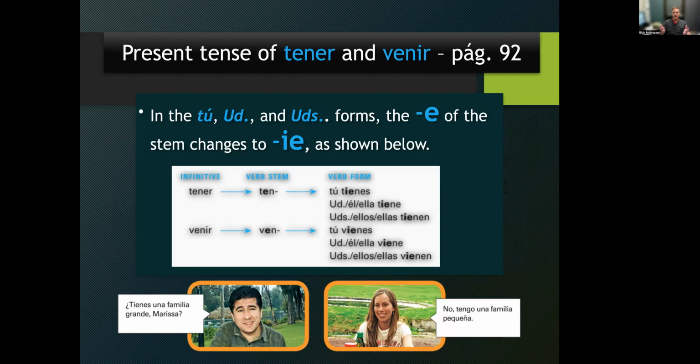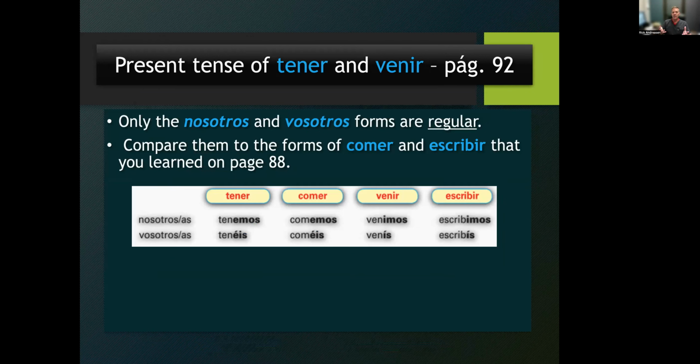Okay, so again, some examples. This is from the video on Panorama. ¿Tienes una familia grande, Marisa? No, tengo una familia pequeña. So because it's a yo form, it goes to tengo. And the first one, the tú form, tienes, that E changes to IE. So again, it's stem changing. Notice that the nosotros and the vosotros forms are completely regular. Okay, so just like for other verbs, it's regular. That doesn't stem change, and there's no funky ending on the end.